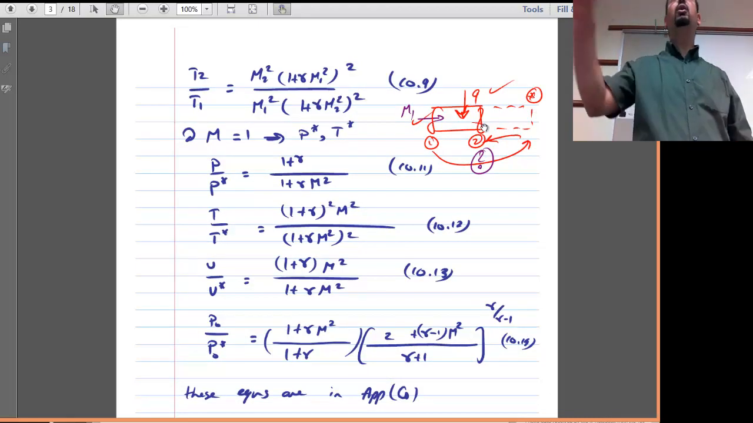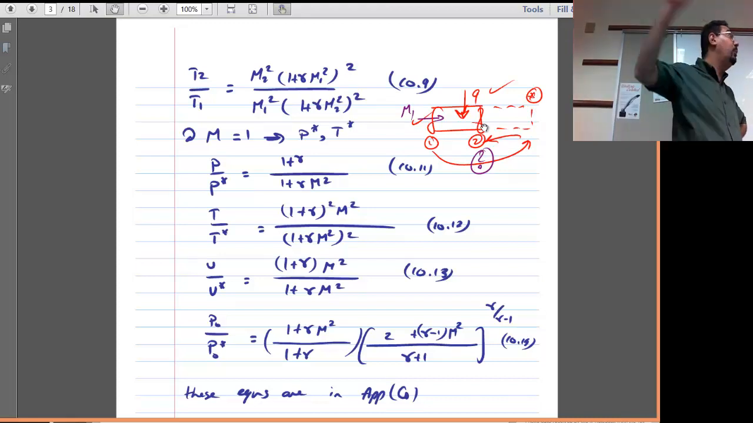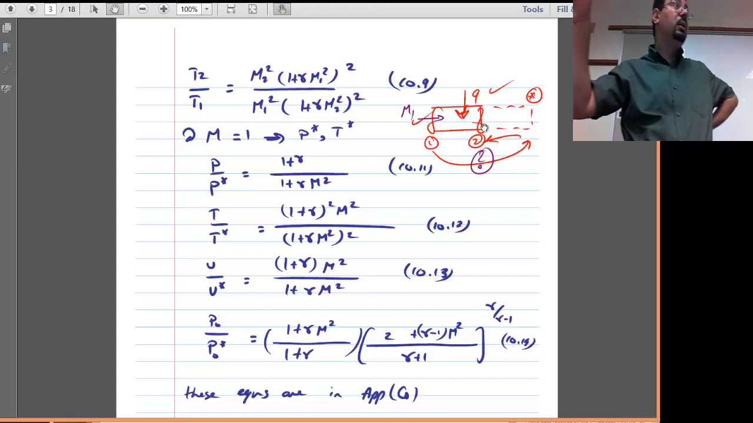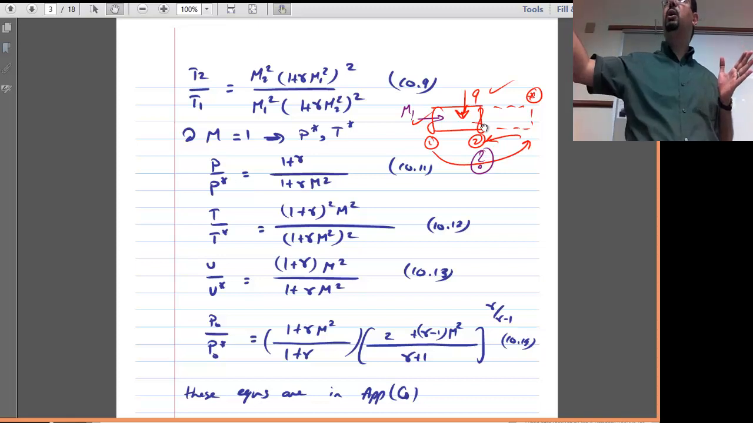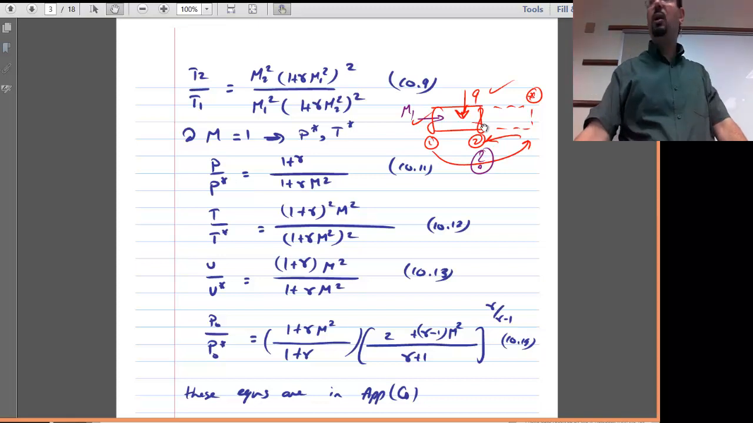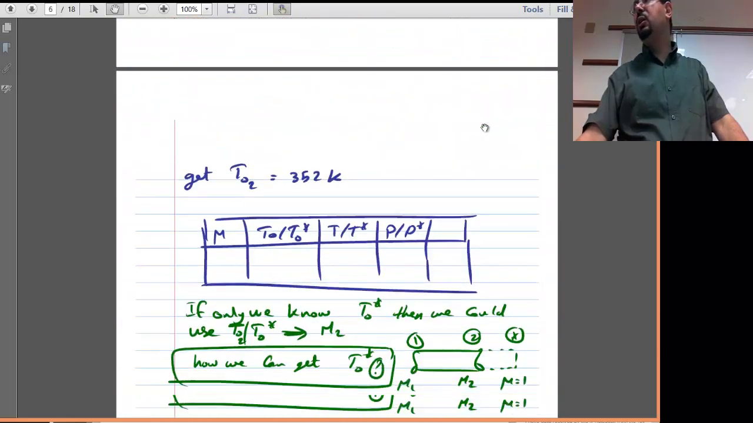So just like in Fanno flow, this Rayleigh flow duct also is approaching Mach 1. If it's supersonic, it will slow down. If it's subsonic, it will speed up to hit the star condition at the end. And if we give it enough Q, we can choke it. We can make it go to the star condition. All right? And so I just want to jump first to show you the chart.